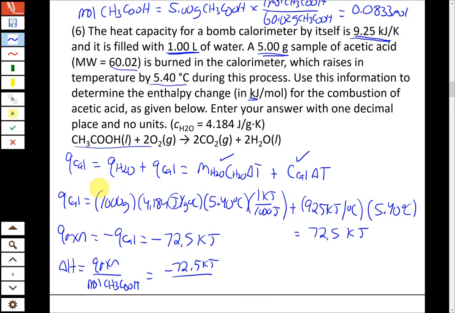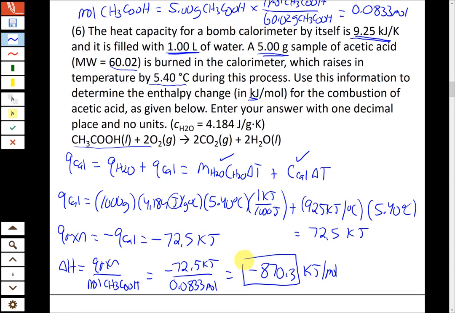So when we divide the heat of the reaction, minus 72.5, by the 0.0833 moles of substance that we burned, what we end up with is a delta H that's minus 870.3 kilojoules per mole, meaning that when we burn 1 mole of acetic acid, this would be the delta H that we got.